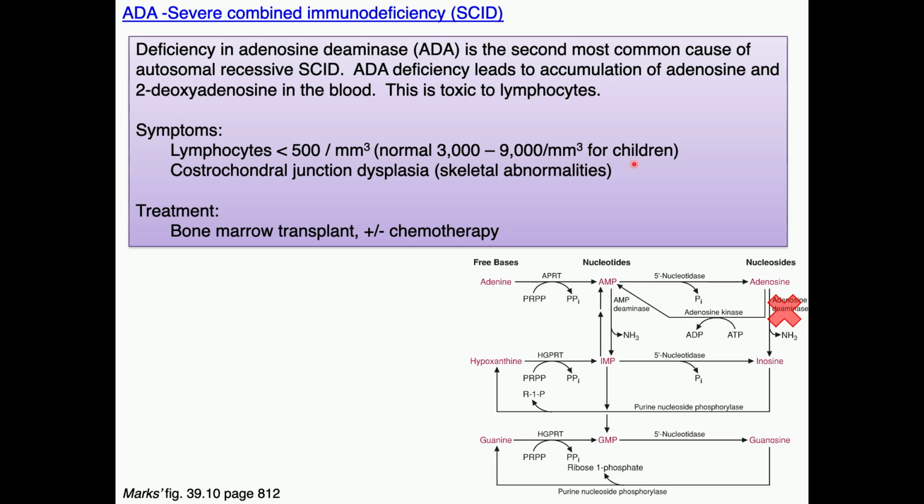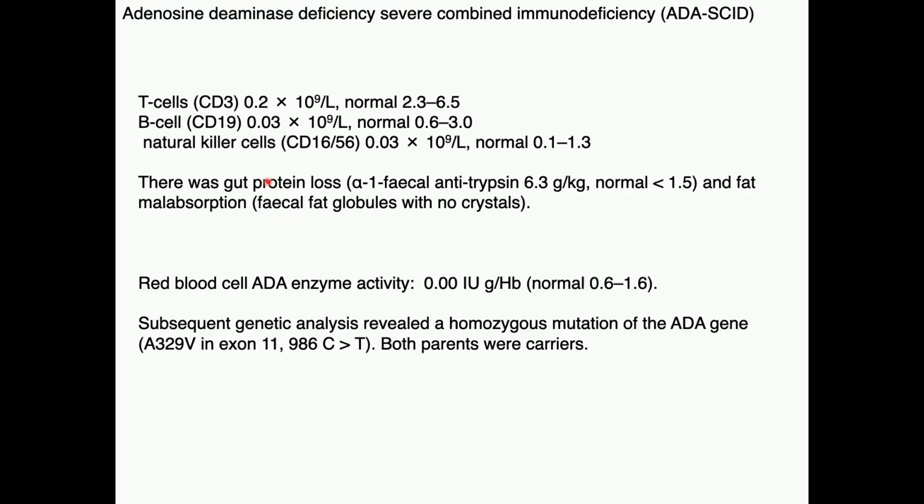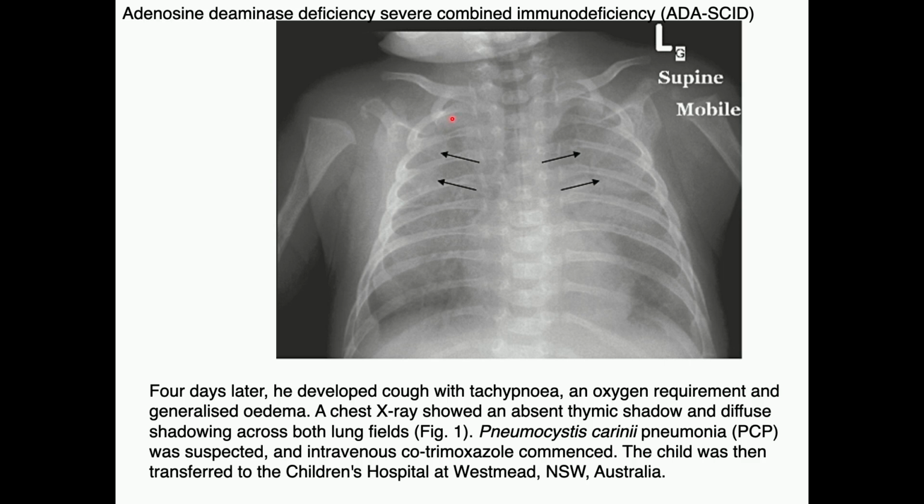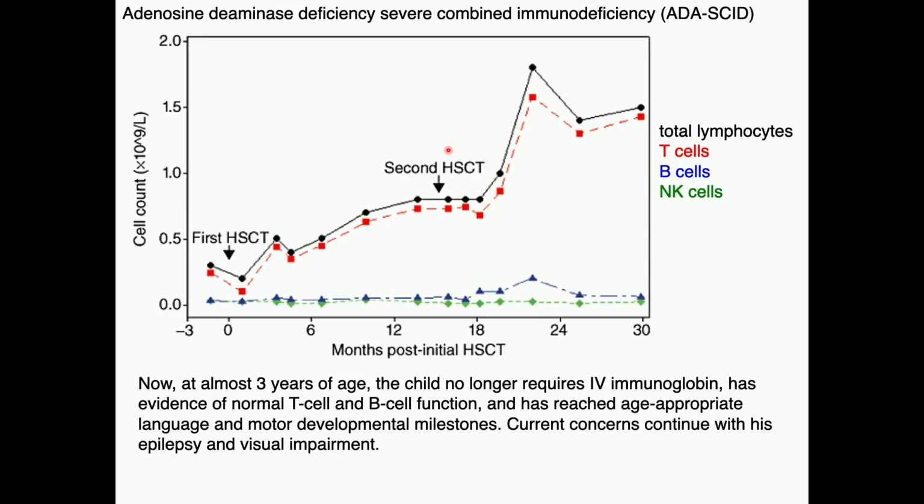So the symptoms are the low lymphocytes, and then this costochondral junction dysplasia. I'm not sure if you can see that, but I think it's this arrowhead. So the costochondral junction, that's the junction between the bone and the cartilage portion of the rib. And that can get all inflamed, and I think it's probably these arrowheads. Okay, I'm not a radiologist, so.